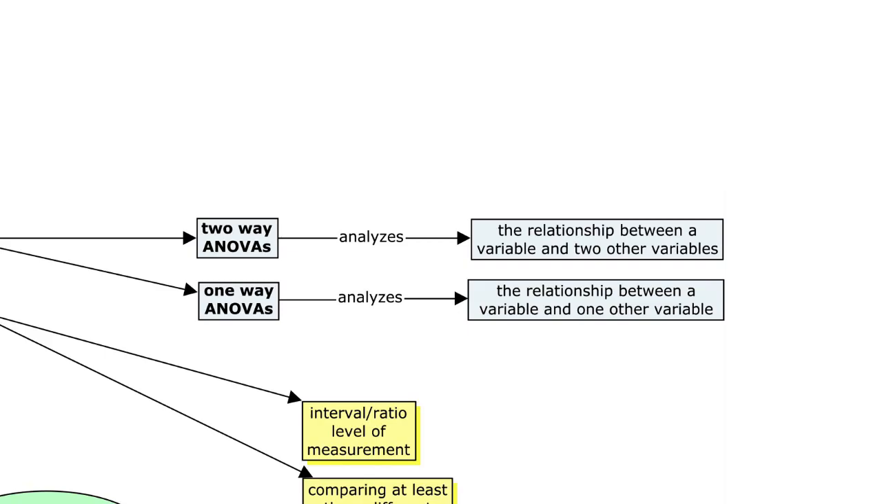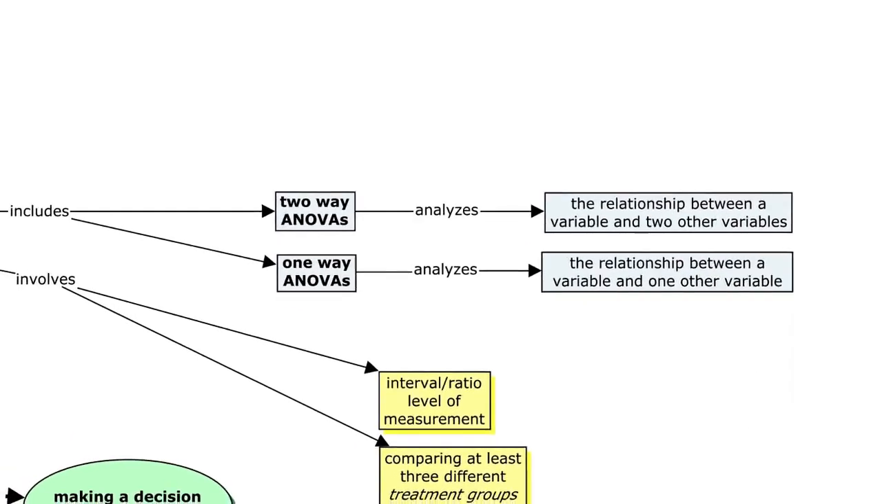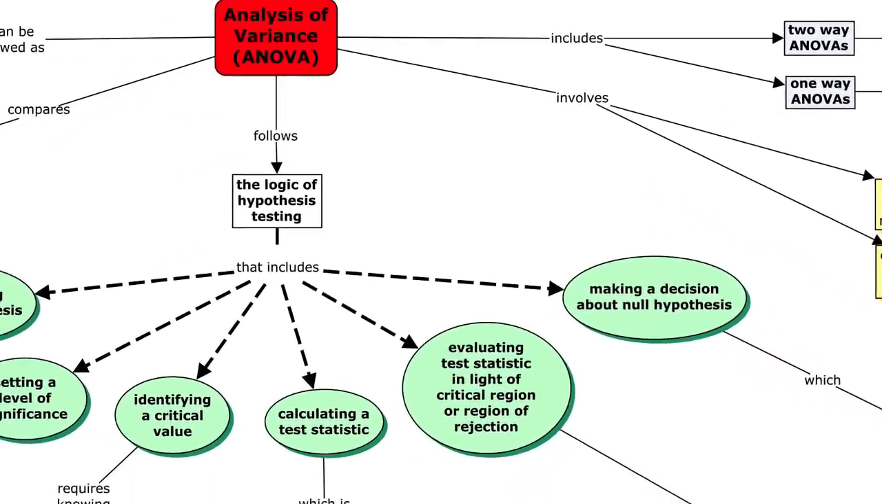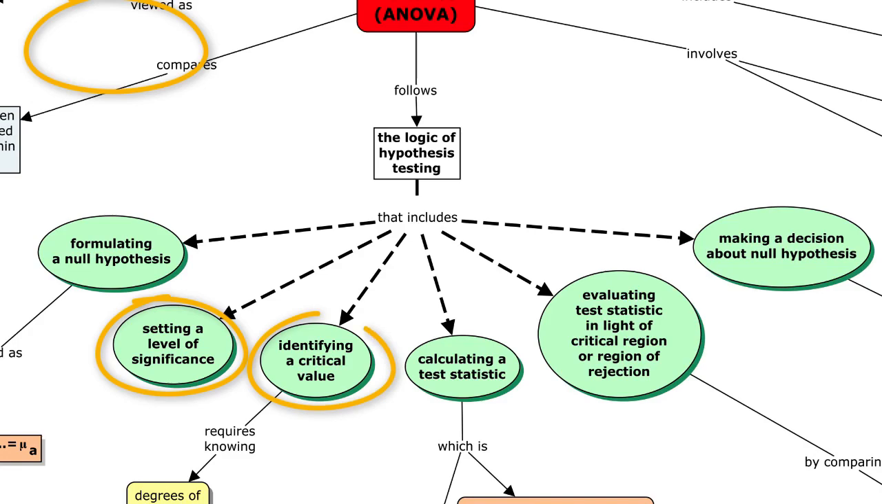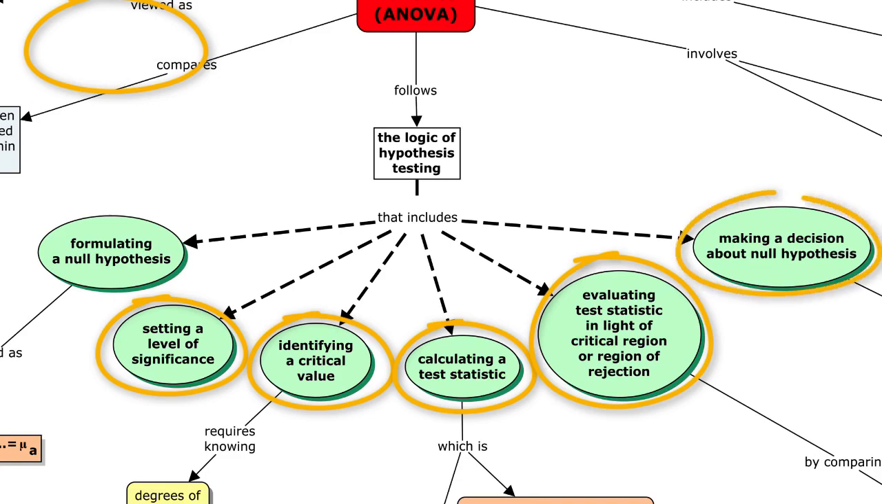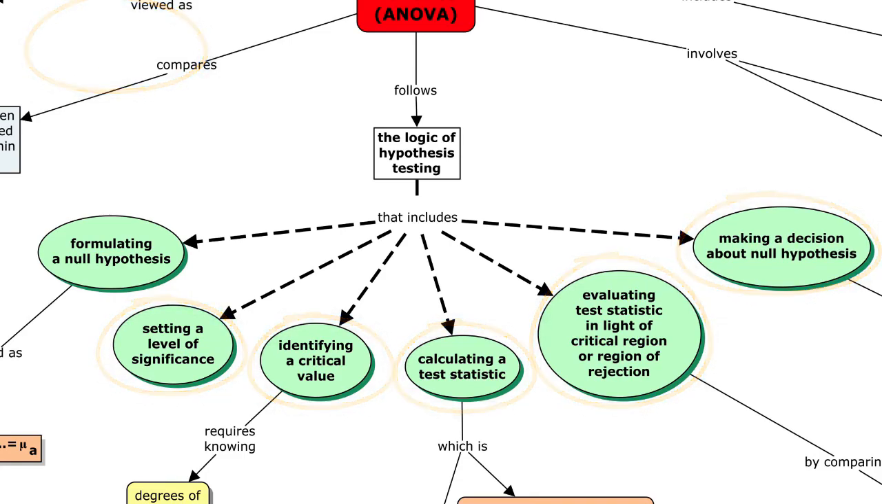As with the previous 2 concept maps, we are going to follow the logic of hypothesis testing, and so there are 6 steps to follow. 1. Formulating a null hypothesis. 2. Setting a level of significance. 3. Identifying a critical value. 4. Calculating a test statistic. 5. Evaluating the test statistic in light of the critical region or region of rejection. And 6. Making a decision about the null hypothesis.